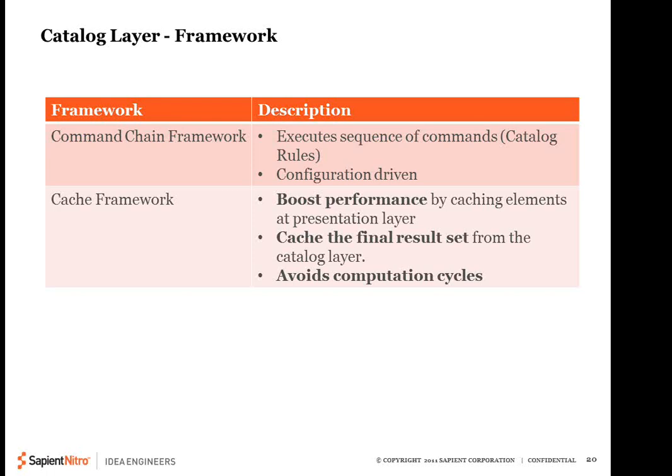And of course, the catalog layer will definitely have a cache framework to boost performance, to cache the final result, because not all the catalog calculation can happen in the database. Some of the calculation has to happen in the Java code. So Java code calculations are definitely time and CPU intensive. Those kind of calls, I can cache, so I don't have to do that calculation again. Definitely a cache framework in a catalog layer will help in speeding up your application.